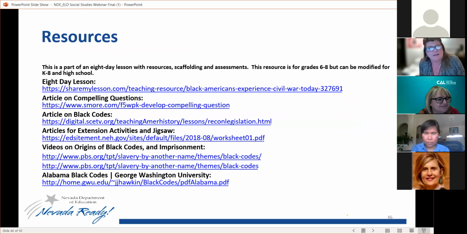Next slide. And here are all of your resources. There's an 8-day lesson plan. There's articles on compelling questions. There's articles on Black codes, articles for extension activities, and there's like 6 articles in that activity with also instructions for 3 different types of jigsaws, and then of course the videos on the Black codes.